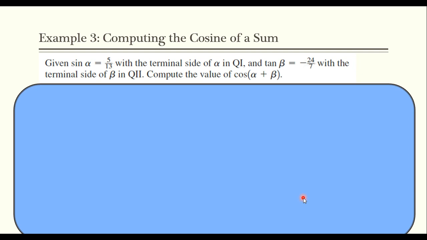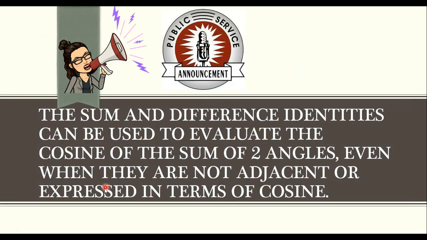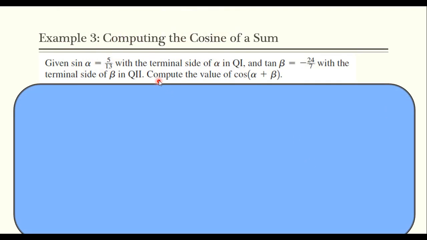Given sine of alpha is the ratio 5 over 13, with the terminal side of alpha ending in quadrant 1. So sine is 5 over 13, it's in quadrant 1. Tangent of beta is negative 24 over 7 with terminal side of beta in quadrant 2. So I've got an angle alpha in quadrant 1, an angle beta in quadrant 2. Alpha's in terms of sine, beta is in terms of tangent. So this is not in terms of cosine. Also, sine is not in terms of cosine. This is what I'm saying in that last example. When they're not expressed in terms of cosine, I can still use it. My goal is to compute the value of cosine of alpha plus beta.